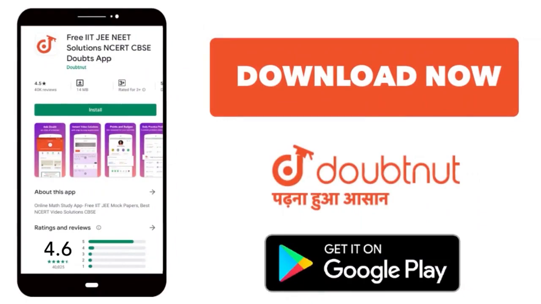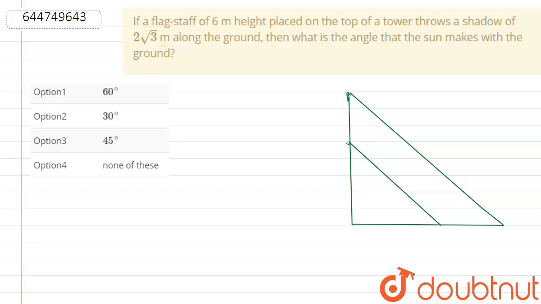Hello friends, here the question is: if a flagstaff of 6 meter height placed on the top of a tower throws a shadow of 2√3 meters along the ground, then what is the angle that the sun makes with the ground?